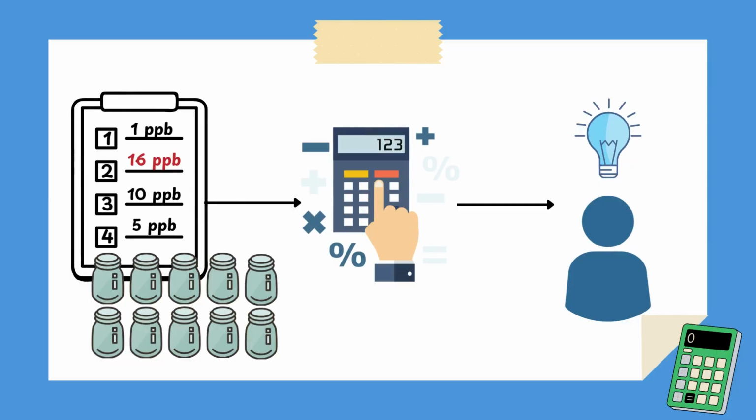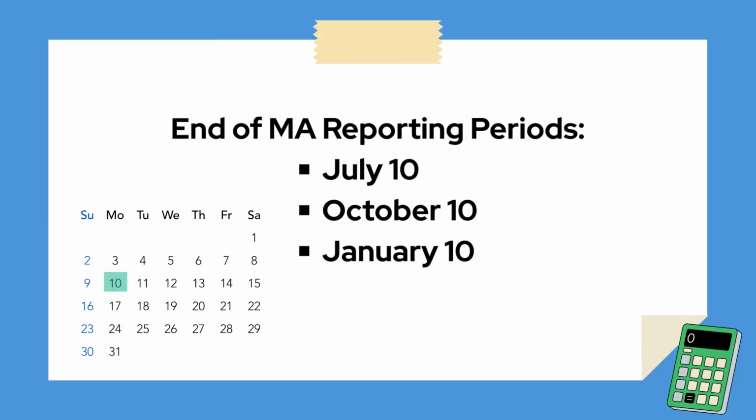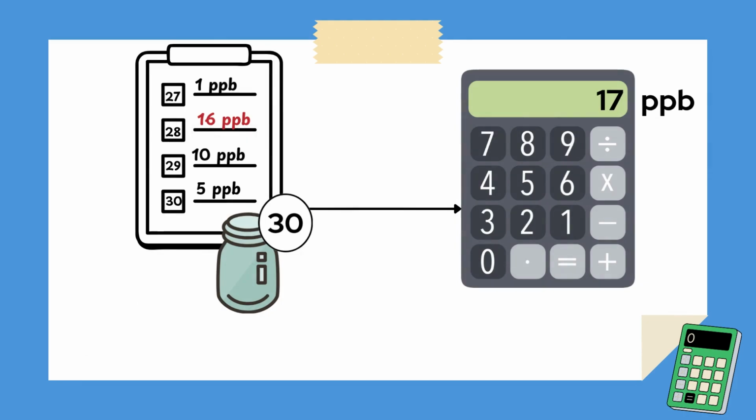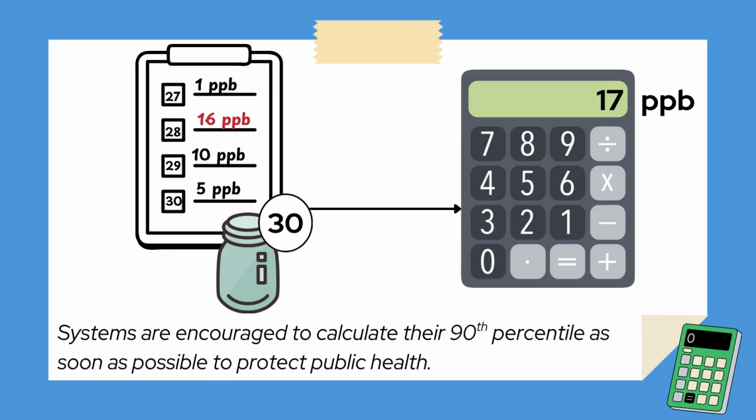Systems are considered to have learned of their lead action level exceedance as soon as they have calculated the 90th percentile value after collecting and receiving all their sample results, but not later than the end of their reporting period. Depending on the water system's monitoring period, the end of the reporting period may be July 10th, October 10th, or January 10th. Systems have the ability to calculate their 90th percentile as soon as they receive the last sample result from their certified laboratory, and are strongly encouraged to do so in the interest of protecting public health and alerting the public as soon as possible if there is an exceedance.